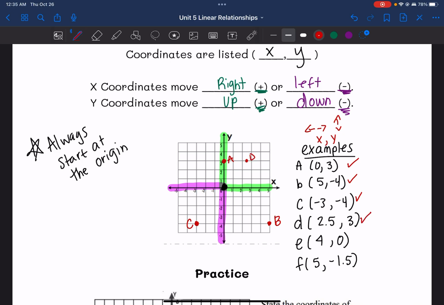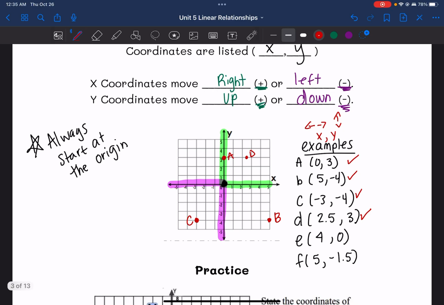Okay. All right, let's look at 4, 0. Again, with the X, you're either going left or right. So here we're at positive 4, so I'm going to go right 4, 1, 2, 3, 4. But then the Y value says 0, so that means I'm not moving up or down. This is E.